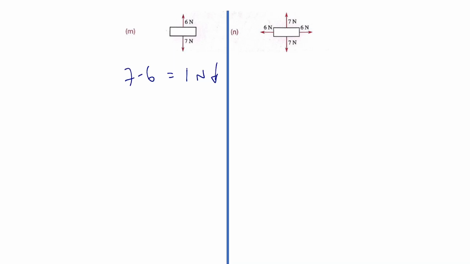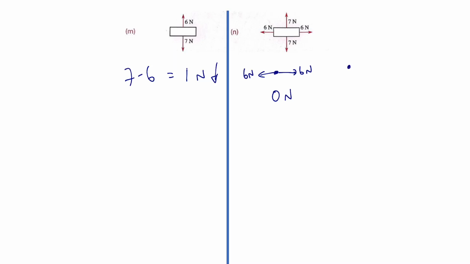Now, N might look quite complicated because there's 4 different arrows and they're all in different directions. But let's do the horizontal ones first. Let's break it down. So we've got 6 newtons to the left and 6 newtons to the right. So in the horizontal plane, there's 0 newtons.